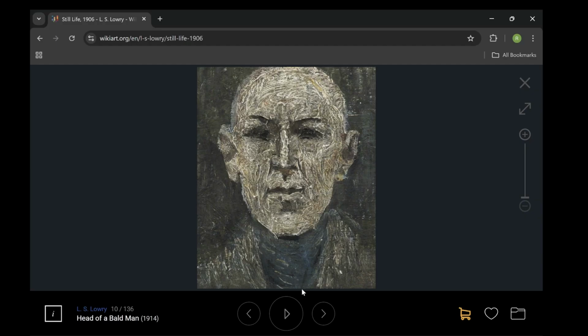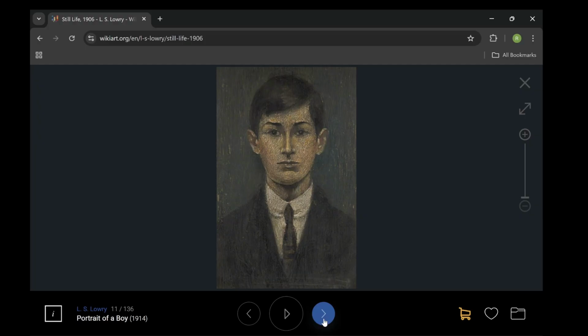And this blue down here. And I think this is an interesting painting and shows something where he's going to go. He did a lot of portraits. Here's a boy.